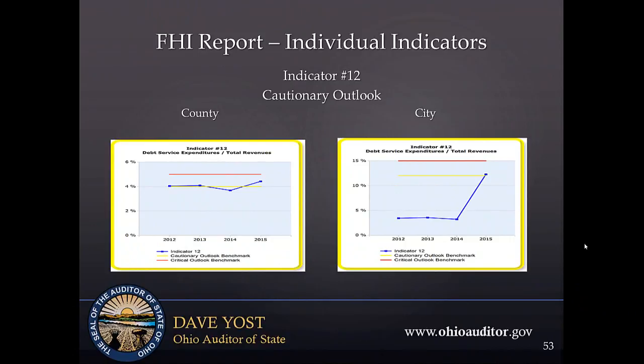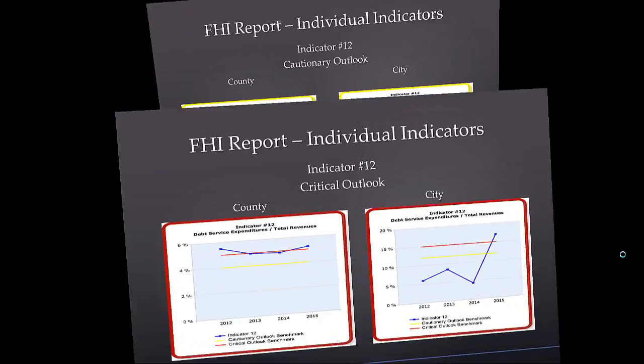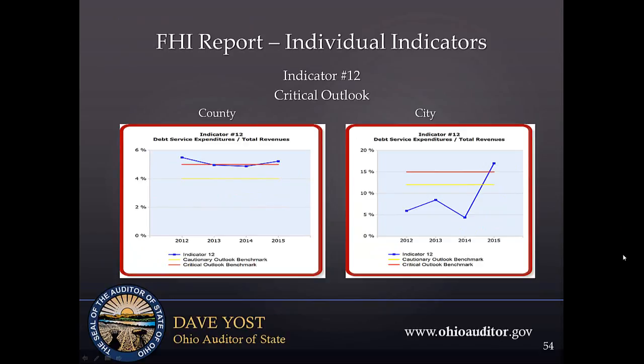In the cautionary graph for indicator 12, the current year falls between the red and yellow lines. You can see in both examples that the current year has fallen between those lines and therefore is a cautionary outlook. The critical outlook for indicator 12 reflects the current year above the red line in both situations. So that generates a critical outlook for indicator 12.